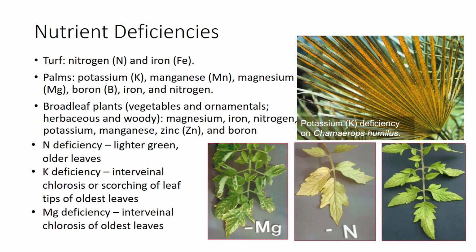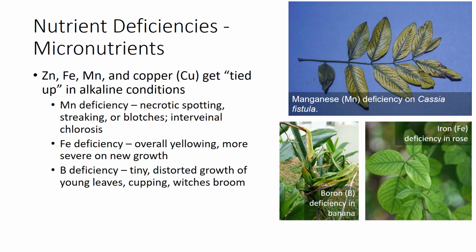Magnesium deficiency is usually seen as an interveinal or marginal yellowing of the oldest leaves, with the remaining portion of the leaf remaining distinctly green. Zinc, iron, manganese, and copper often form insoluble salts in the soil.